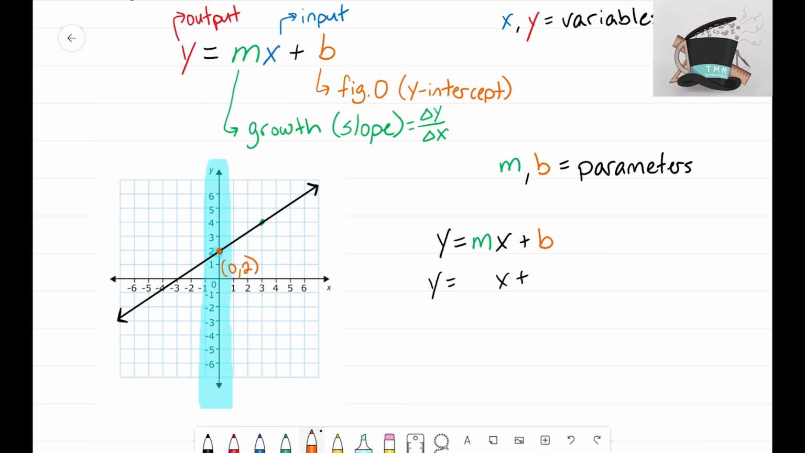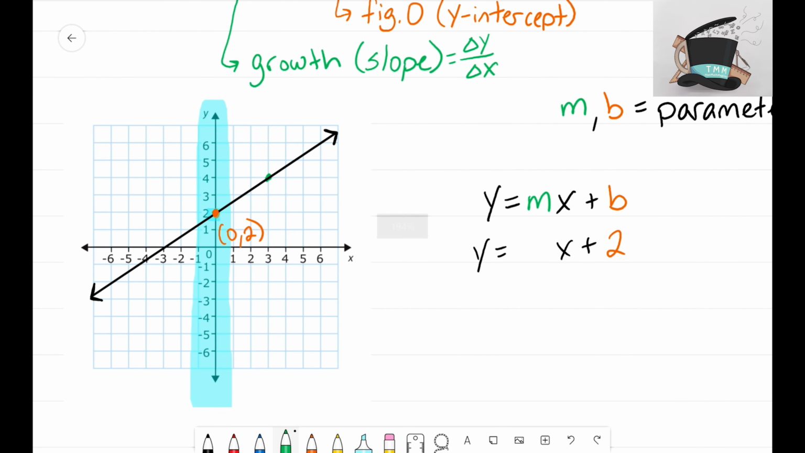Since 2 is the output, that is what our b term is. That's where it crosses the y-axis. Had this line crossed it down here at -4, well then I would not have written a 2. Instead I would have written a -4, but that's not what our graph did. Now for the next step, I'm going to zoom in here so we can see.